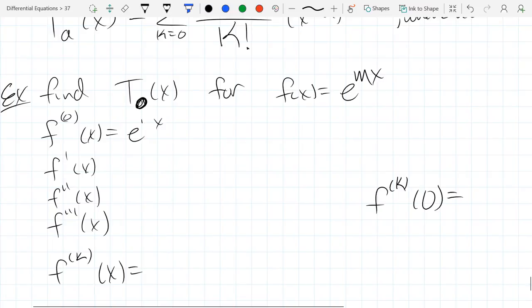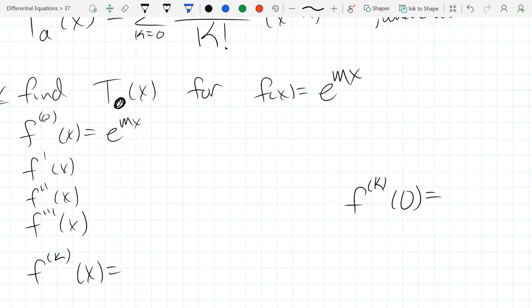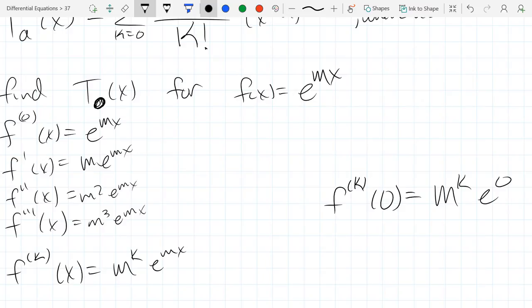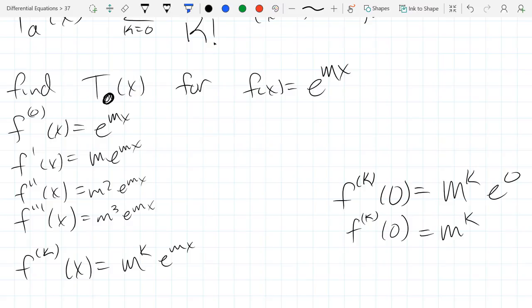Too easy? Well, you probably know already. So f^(k), the kth derivative at 0, should be m to the k power.